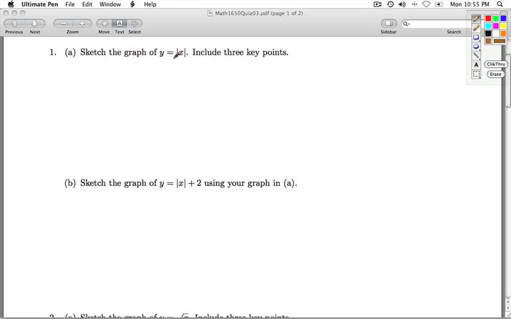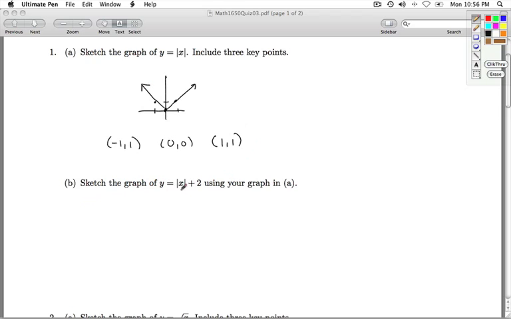So absolute value, we should remember that's a V pattern. And the 3 key points we can use: negative 1, 1; 0, 0; and 1, 1. And remember, the way we get these is we plug these x's in, evaluate the function to get out the y. So the absolute value of negative 1 is 1, the absolute value of 0 is 0, the absolute value of 1 is 1. And so we plot these 3 points, and then you have to know that this is connected in a V shape. And so that's 1a.